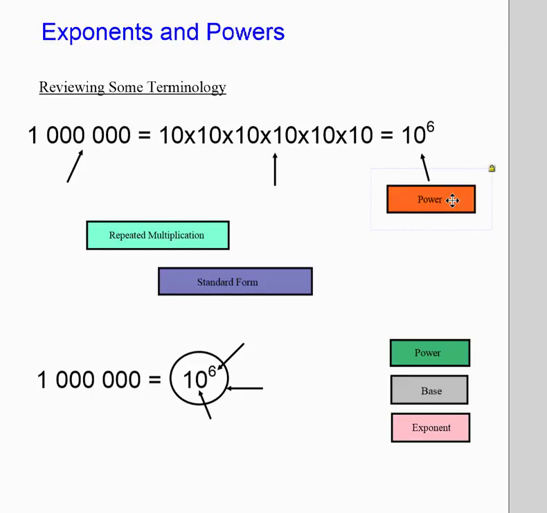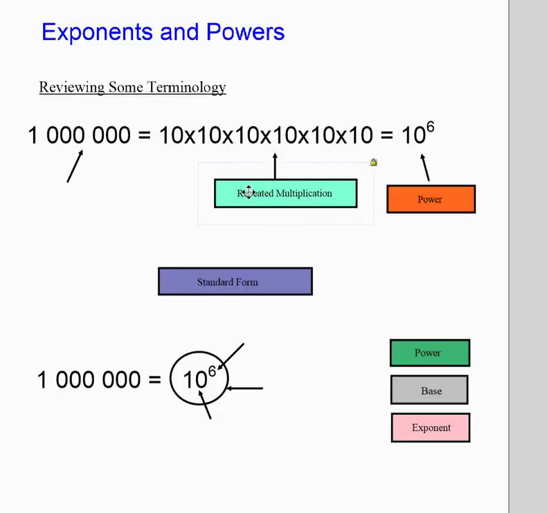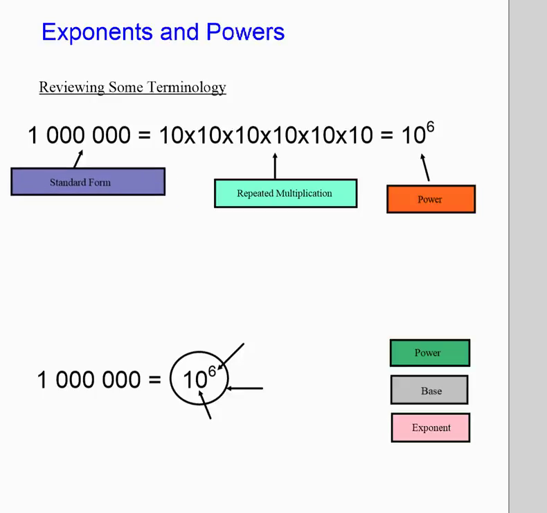If we were to break that down and write it out, what it means is 10 repeated 6 times. So it means 10 times 10 times 10 times 10 times 10 times 10. That's called the repeated multiplication. If we actually punch that into our calculator and find what it equals, then it's called standard form. So standard form is just a fancy way for what the number actually equals.